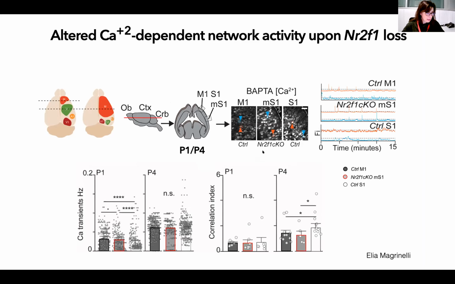selected manually. What we observed when we compared the postnatal day 1 to postnatal day 4 stages was an increase across time of the frequency of calcium transients, which is expected, and also an increase in the index of correlation between the calcium transients, which is indicative of the degree of synchronicity across neurons in the network, which is also expected as maturation of the cortex progresses.